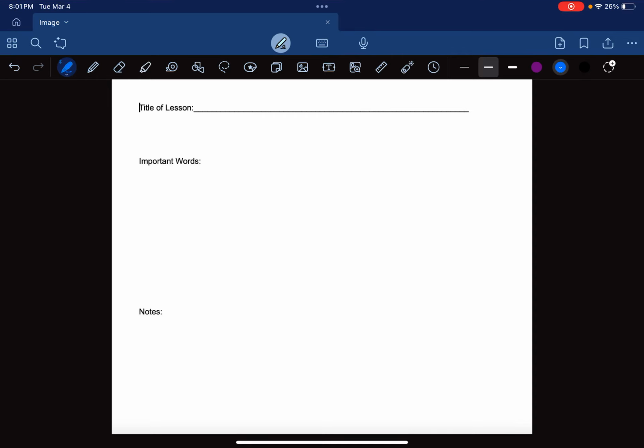Today we are focusing on non-proportional relationships. Non-proportional relationships have both a slope and a y-intercept.